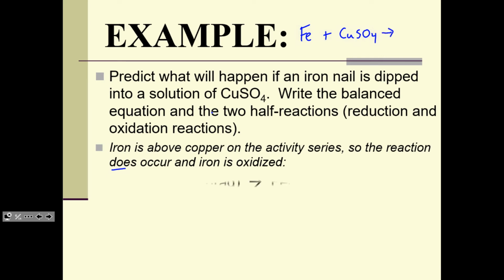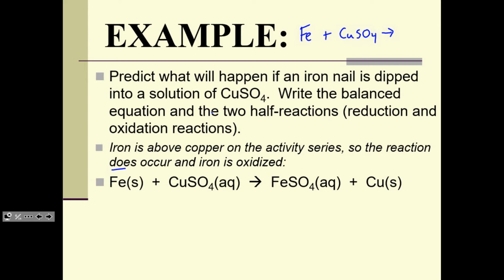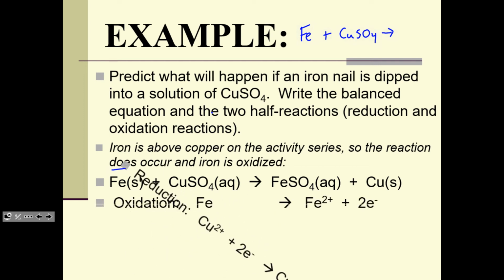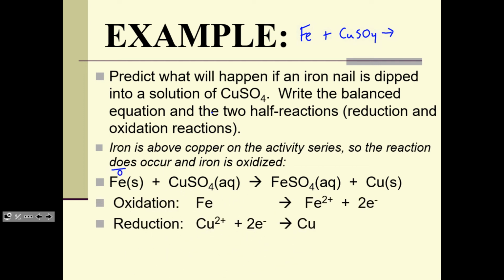We're going to have to write a balanced equation for this. Here it is. We're going to have to label our oxidation numbers. And what we're going to see is that iron goes from a 0 to a 2 plus when we label oxidation numbers, and then copper is going to go from a 2 plus to a 0. So iron is being oxidized and copper is being reduced.